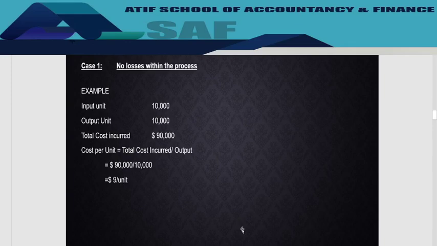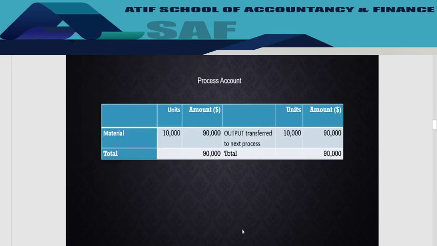For example, input units are 10,000, output units are also 10,000, total cost incurred is $90,000. To calculate the cost per unit, you have to divide the total cost incurred by the output and get the cost per unit as $9 per unit. Cost incurred on the process is recorded on the debit side, while the output transferred to the next process is recorded on the credit side.